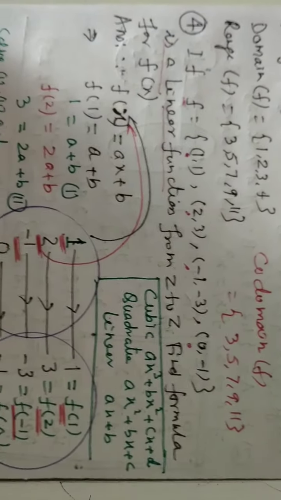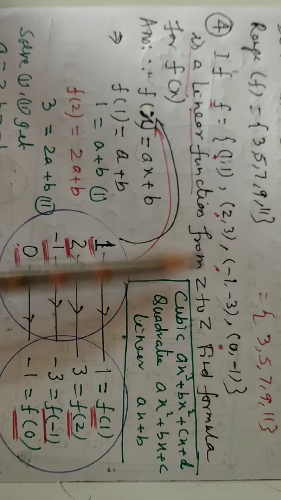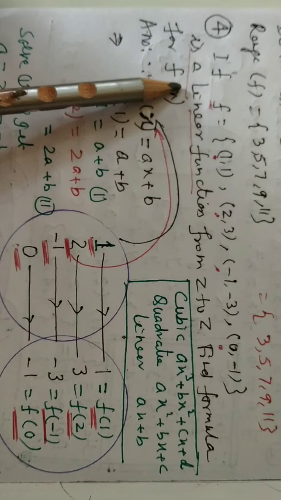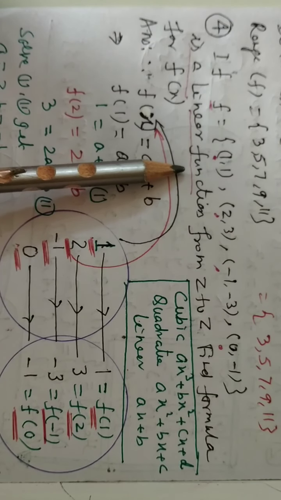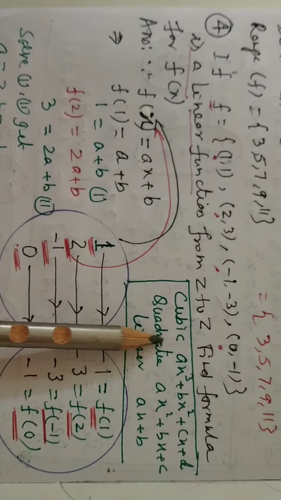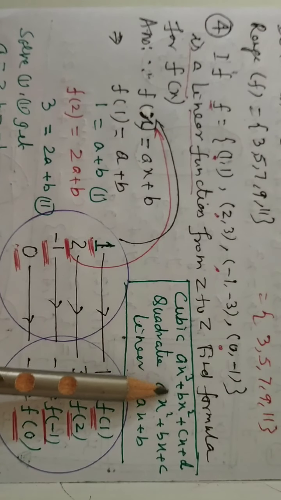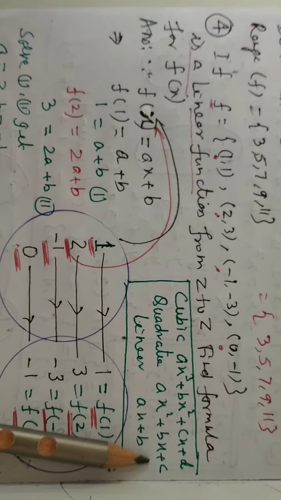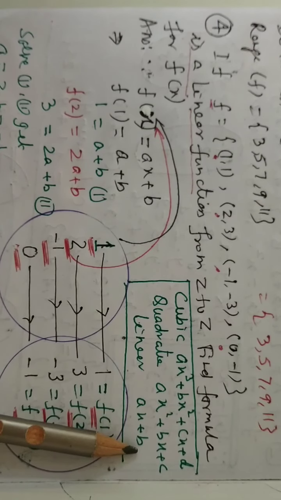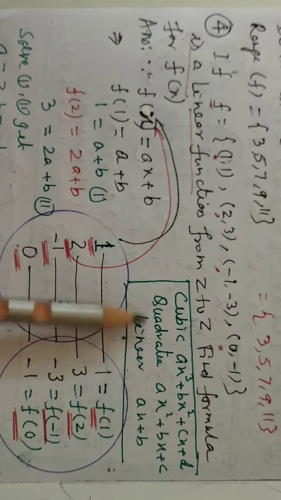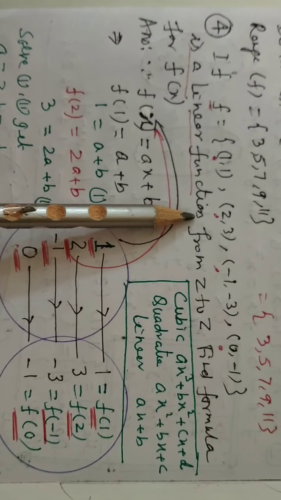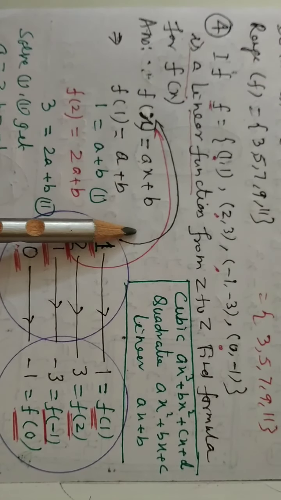Now this is number 4. If F is a function and it is a linear function. Now know what a linear function is. A cubic function is called ax cube plus bx square plus cx plus d. Quadratic is ax square plus bx plus c. Linear is ax plus b. So the cubic is this, quadratic is this, linear is this. Linear function. So let f(x) is equal to ax plus b.